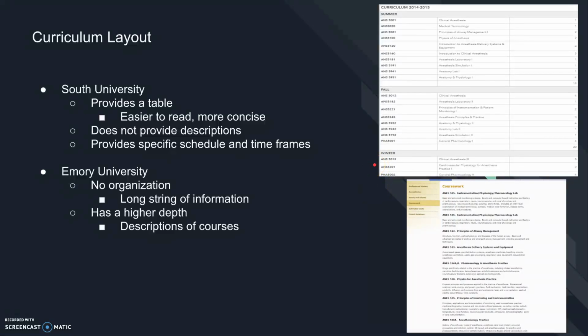The layout of the curriculum is a necessity for a prospecting student. South University also provides a table here and is easier to read and more concise. However, it does not provide descriptions like Emory does, as you can see over here. There are specific time frames and schedules provided that Emory also does not have. Emory also has no organization with this page, as it is just another long string of information, but it provides an in-depth look at each class.